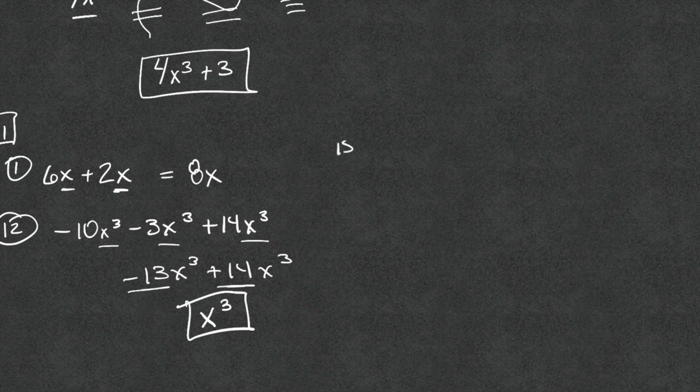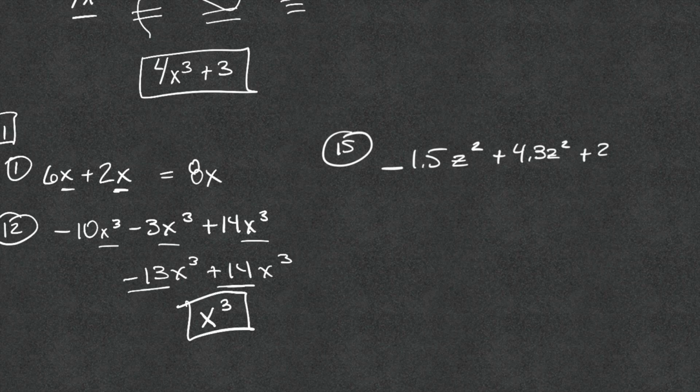Let's take a look at one more here. How about number 15? We have a negative 1.5 z to the second plus 4.3 z to the second plus 2.1 z to the second. Now I cross my z's because otherwise they look like 2's. They're all raised to the same exponential value.